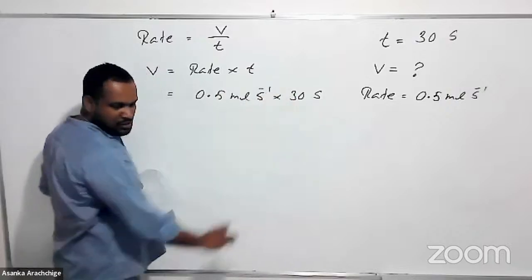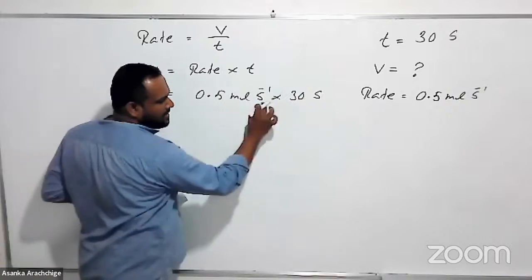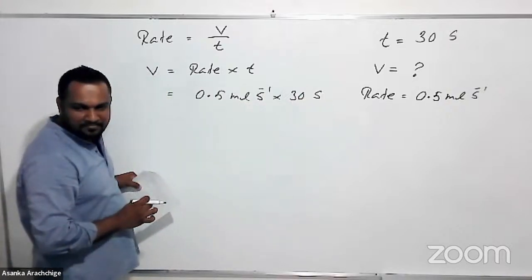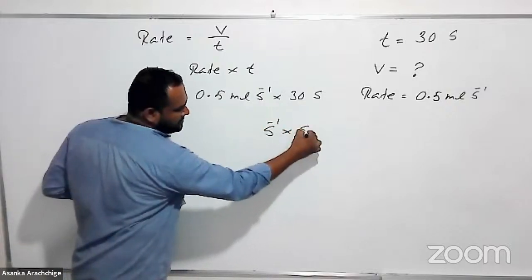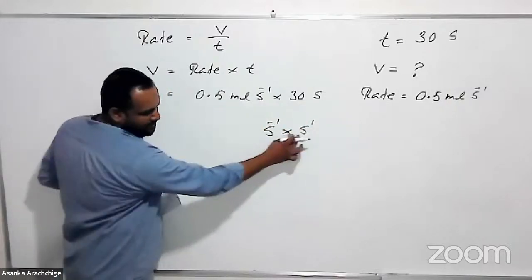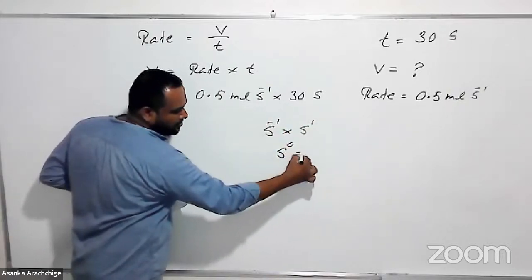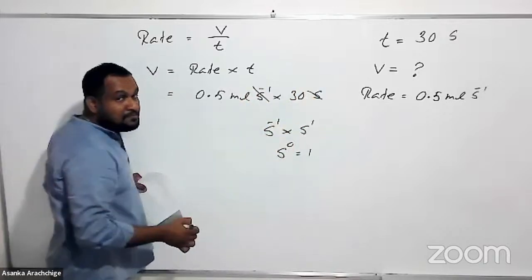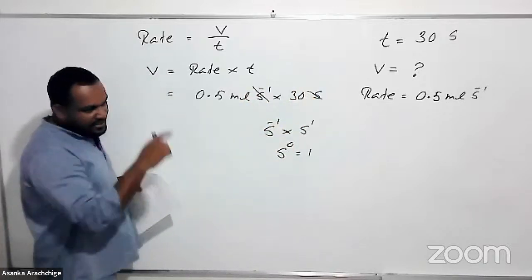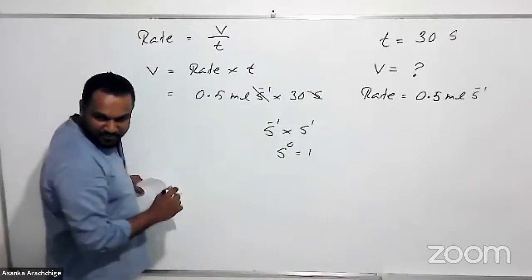S times s to the power minus 1. What is this product equal to? 1. No? S to the power minus 1 times s to the power 1. The bases are equal, so add the powers: minus 1 plus 1 is 0. That is equal to 1. That is what we mean by cutting. It doesn't become a droplet, it becomes one.